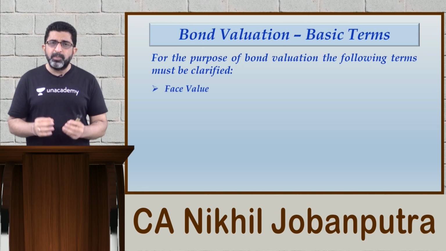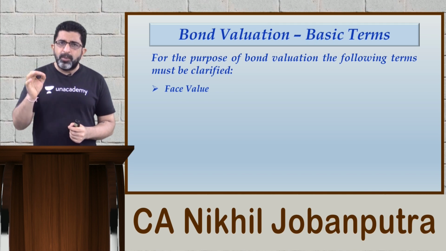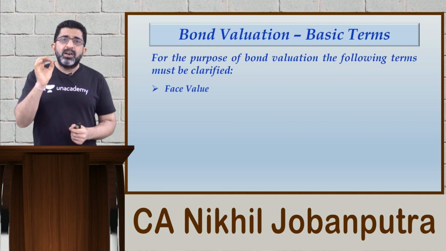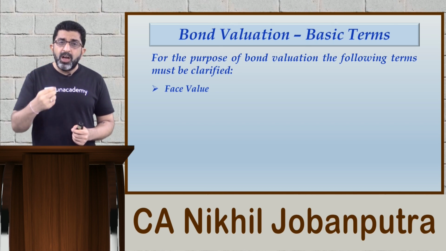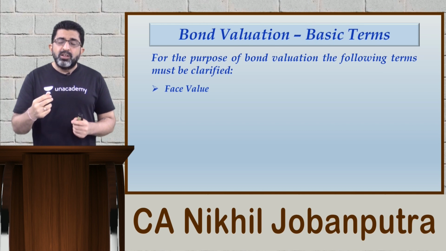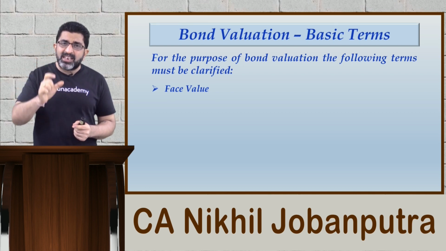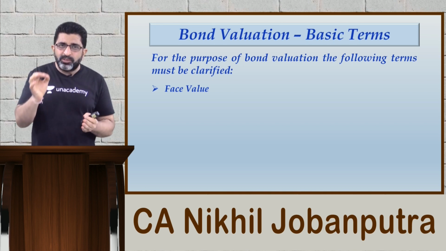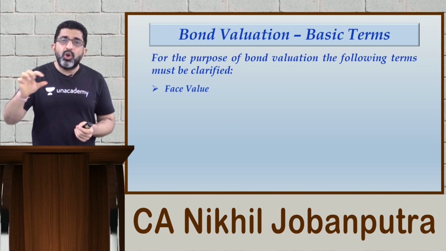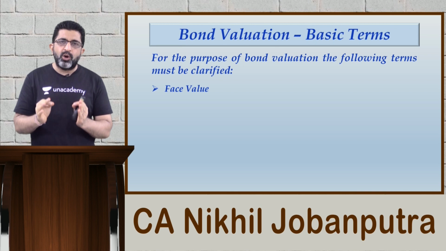So let us begin with the first term, face value. Now what is face value of a bond? Face value of a bond indicates the denomination of a bond. So when we say a bond is of rupees 100, a bond is of $100, a bond is of rupees 1000, this is the nominal value of the bond. It is the value which is inscribed on the face of the bond. When you see a printed bond, it will show the nominal value or the face value or the denomination of the bond on its face. That is what we call as face value.